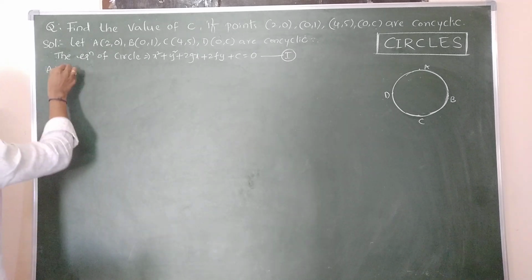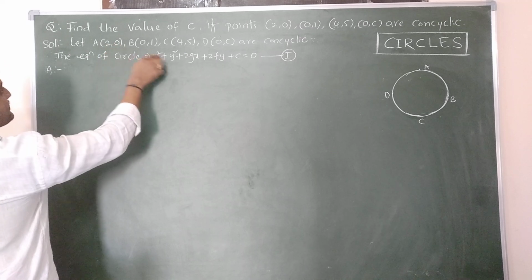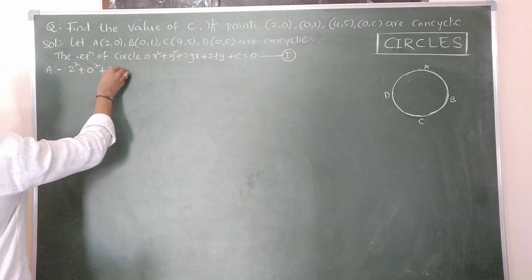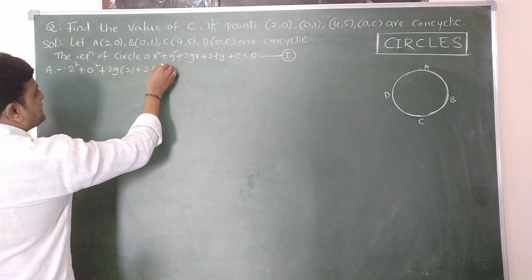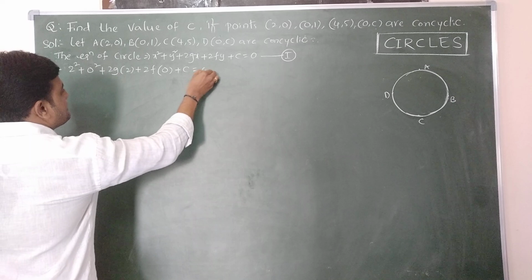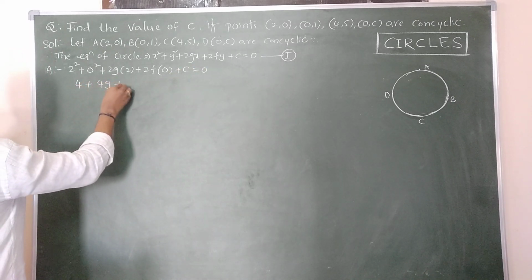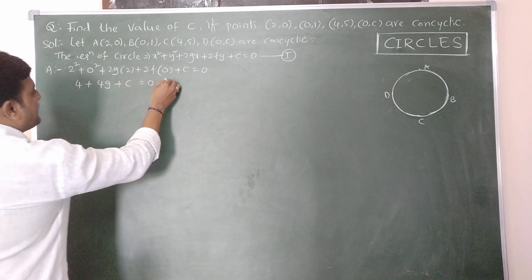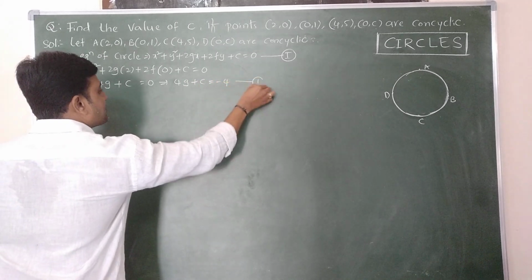Suppose the circle passes through A, then substitute in the equation: 2 square plus 0 square plus 2g into 2 plus 2f into 0 plus c equals to 0. Then it is 4 plus 4g plus c equals to 0. These are zeros. Then 4g plus c equals to minus 4. That is the first one.